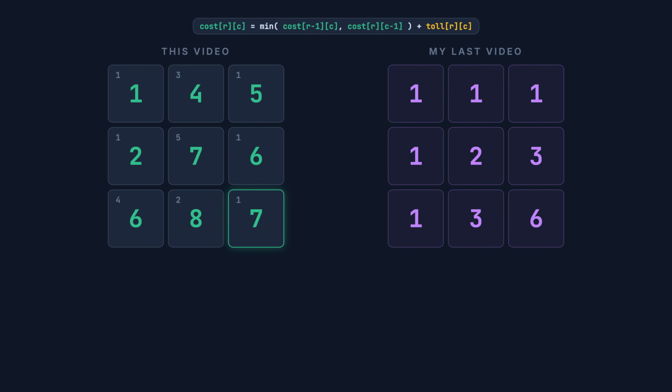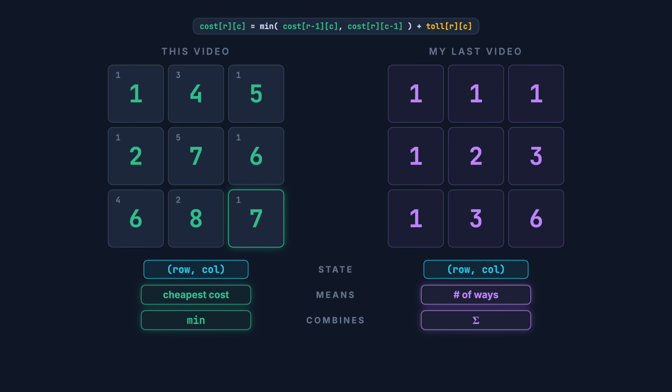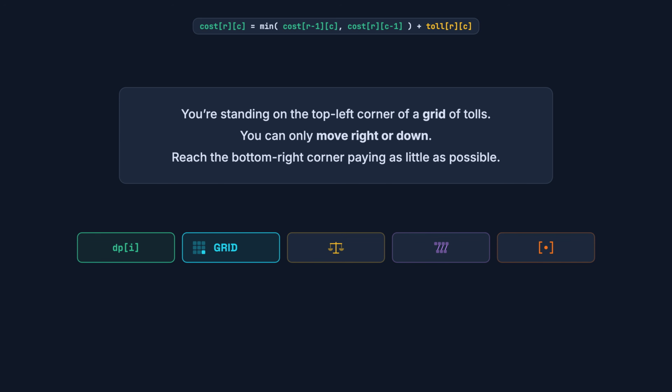And if you saw my last video, this exact grid is where we counted paths. Same state, the row and the column. Only what each cell means and how answers combine changed. You might already see where this is going. This one is the easiest to recognize, because the hint is right in the problem statement. You're given a grid, and your moves through it are restricted. So where you are, a row and a column, that's the state.